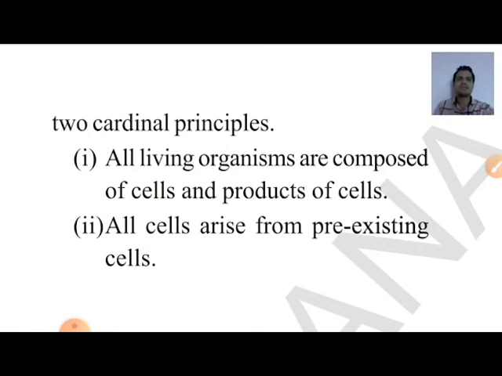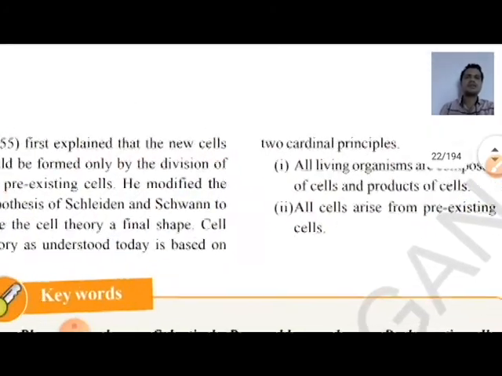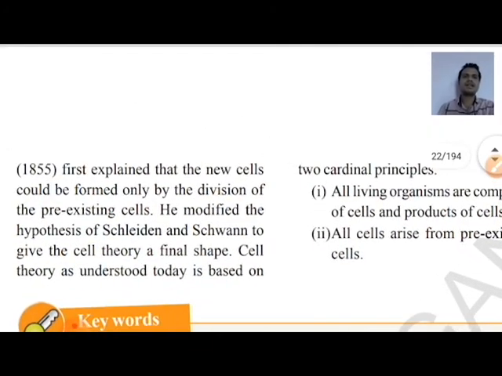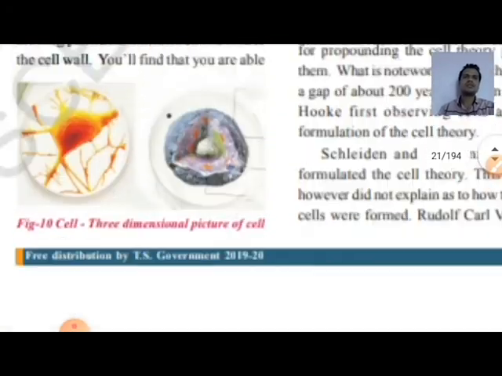Now I would like to give you homework: write who the proponents of cell theory are. Keep a heading called cell theory and write about the three scientists who worked on it. Write their names and their efforts, and also write the cardinal principles of the cell theory. Now this brings us to the end of the chapter. We have successfully completed our chapter.